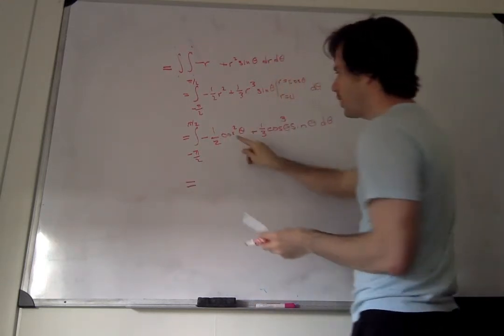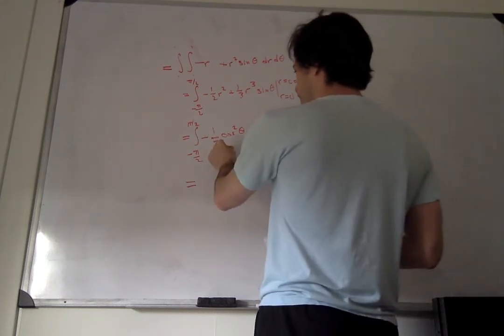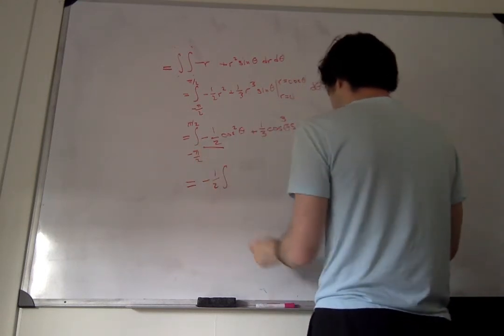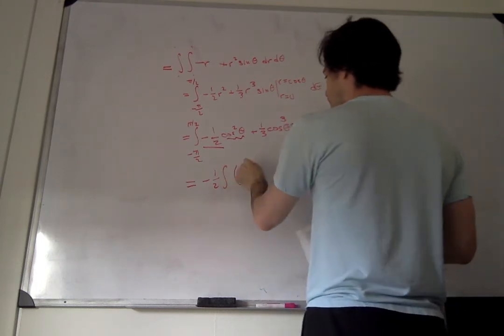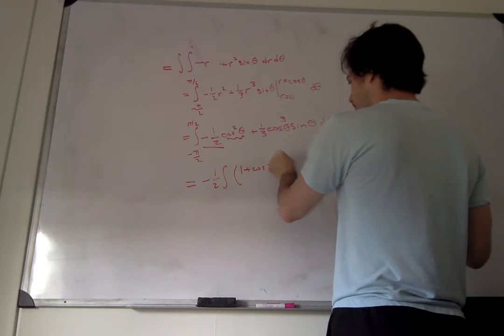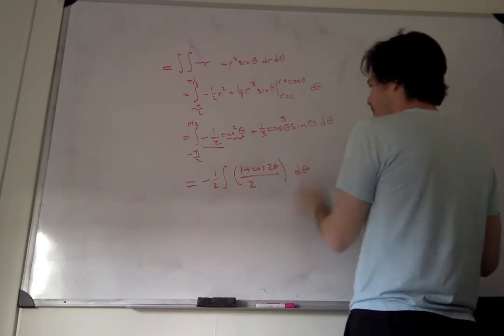So I'm going to rewrite the cosine squared using what's called the half angle formula. First I'm going to factor out this minus. So I get minus 1/2, pull that out, and then you're left over with the cosine squared. Cosine squared you can rewrite as 1 plus cosine 2 theta over 2 d theta.